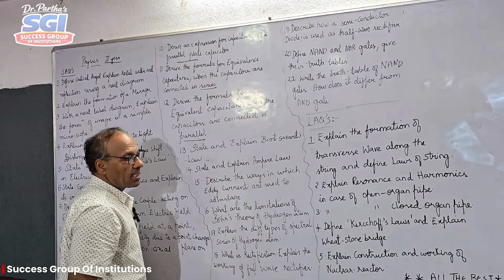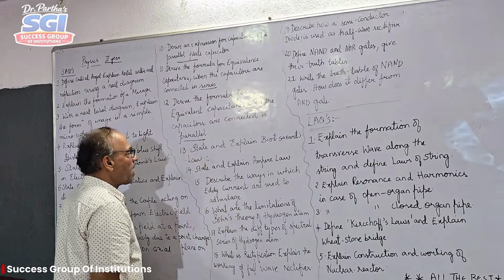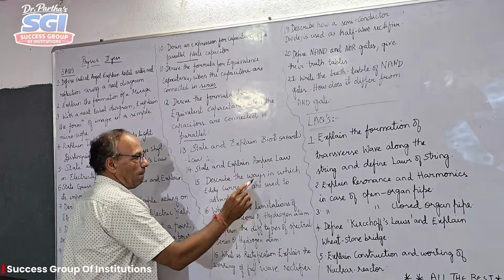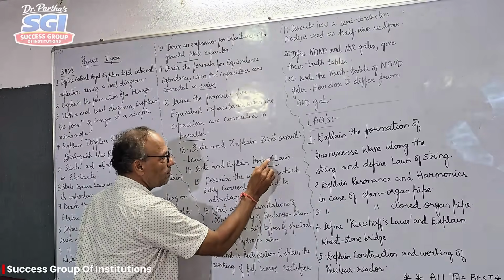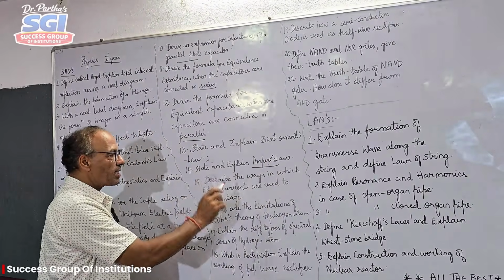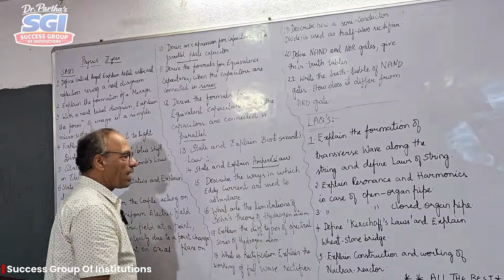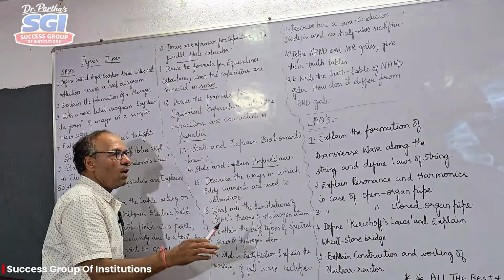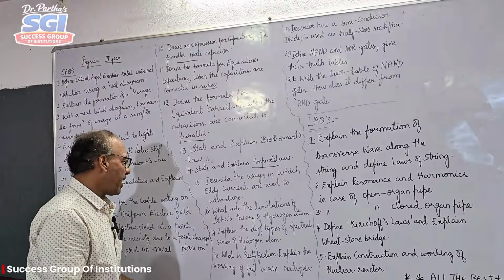Next, state and explain Biot-Savart's law. The 14th question is state and explain Ampere's circuital law. Means Ampere's law. Next, 15th question is describe the ways in which eddy currents are used. Eddy currents are useful. Means where we are going to use eddy currents.